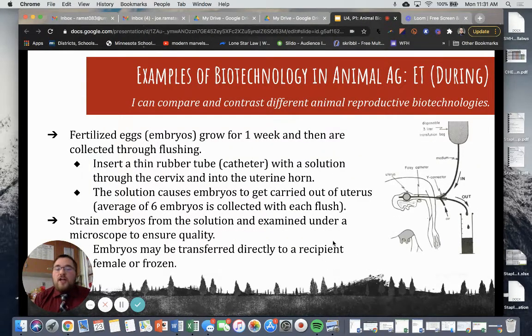When we are actually undergoing embryo transfer, fertilized eggs or embryos grow for 1 week and then are collected through flushing. The flushing procedure is as follows. We insert a thin rubber tube or catheter with the solution through the cervix and into the uterine horn. This solution causes embryos to get carried out of the uterus. An average of 6 embryos are collected with each flush. We then strain the embryos from the solution and examine them under a microscope, and this helps us ensure the quality of our embryos. The embryos are then transferred directly to a recipient female, or they can be frozen.